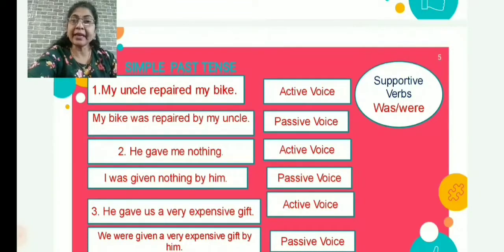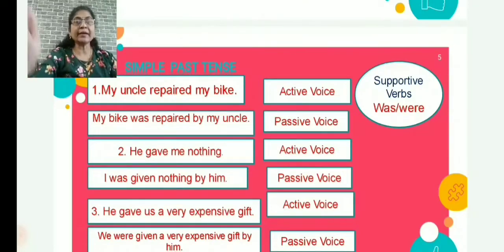Second example: "He gave me nothing." He is the subject, gave is the verb, me is the object. He gave me nothing, that means me is the object, so definitely it will take the place of subject. Me is an objective case, and when it comes in the place of subject we will write I. "I was given nothing by him." Then with I what do we use? Was, definitely, because I is singular. So "I was given nothing by him" is in passive voice. Then he is a subjective case, and him is an objective case. When he comes in the place of object, it will change into him.